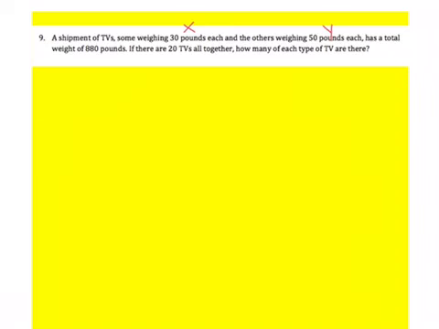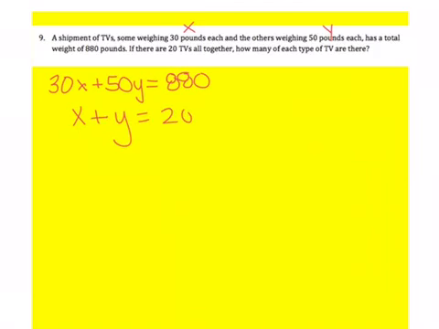So I know that my first sentence gives me my first equation. So I'm going to end up with 30-pound TVs, X, plus my 50-pound TVs, which are my Y's, need to total 880 pounds. Those are all pounds, so that's going to be one equation. Second equation then. I know there's 20 TVs total, so when I take my 30-pound TVs and add my 50-pound TVs, that needs to be 20 total TVs.